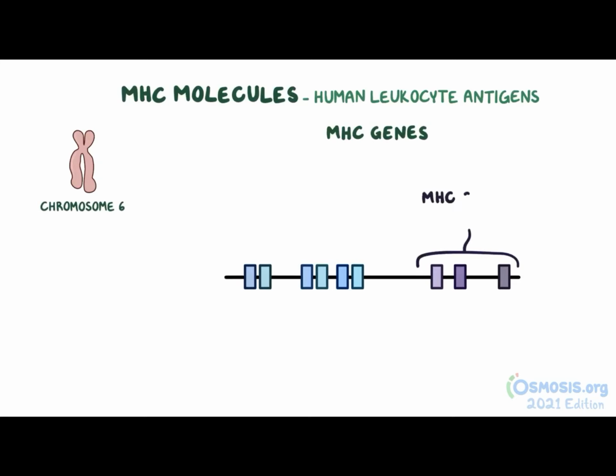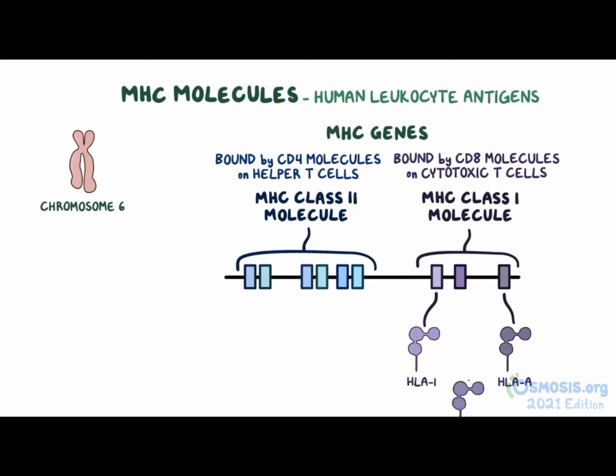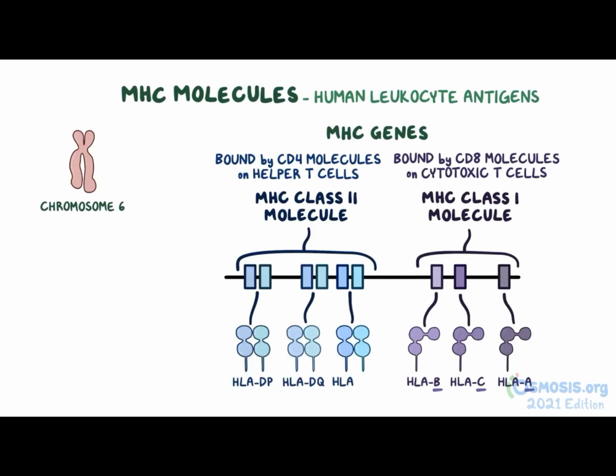One group of genes encodes the MHC class I molecule, which is bound by the CD8 molecule on the surface of cytotoxic T cells. Another group encodes the MHC class II molecules, which is bound by the CD4 molecule on the surface of helper T cells. MHC class I genes encode the proteins HLA-A, HLA-B, and HLA-C, which is easy to remember, since for MHC1 it's always one letter. MHC class II genes encode the proteins HLA-DP, HLA-DQ, and HLA-DR, which is also easy to remember because for MHC class II there are always two letters.